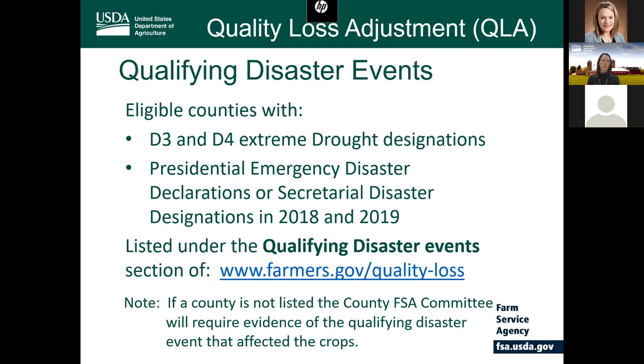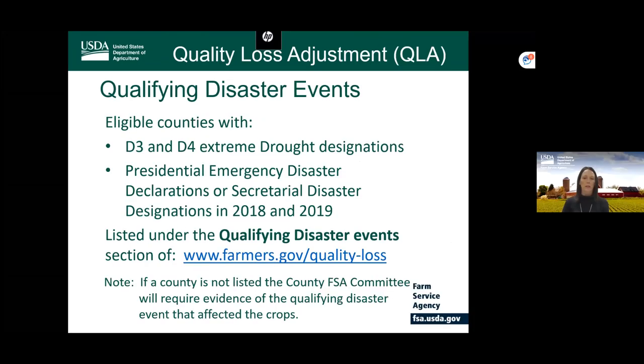The county committee will require you to provide evidence that your quality loss is due to one of those qualifying disaster events. So they'll request that you provide additional documentation, whether that may be news articles, weather data, something that shows that that qualifying disaster event did occur in your county if your county was not designated as a presidential or secretarial disaster designation.